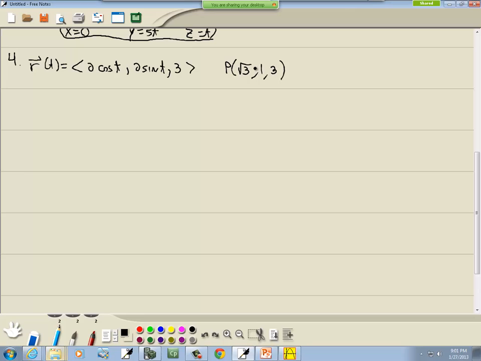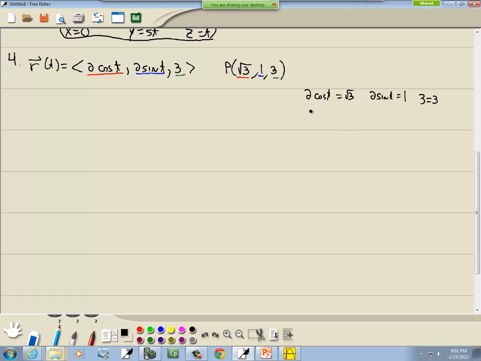Now I know I'm going to need my t here in a second, so I might as well just go ahead and find it. Again, this is my x part here. I'm going to set that equal to my x part over here. So I got 2 cosine t is equal to square root of 3. This is my y part, and I'll set it equal to the y part over here. So I got 2 sine t is equal to 1. And this is my z part, and I'll set it equal to my z part over here. So I got 3 is equal to 3.